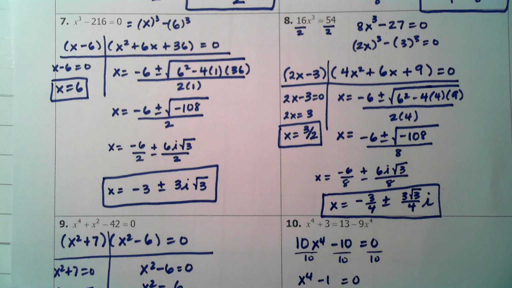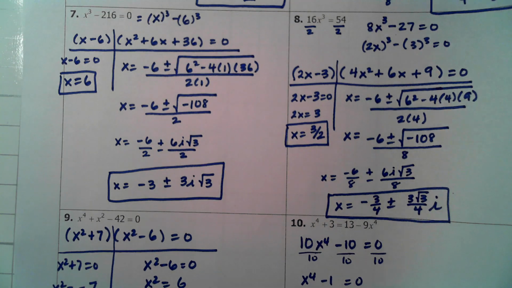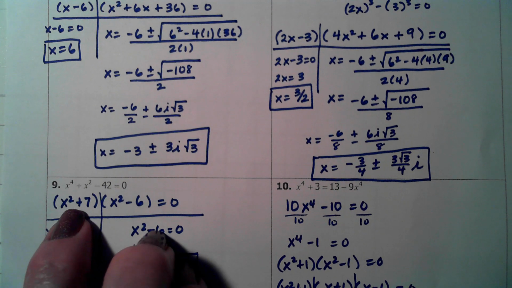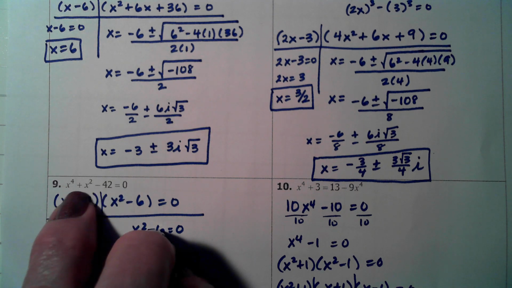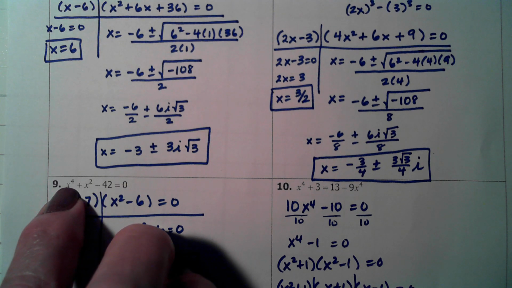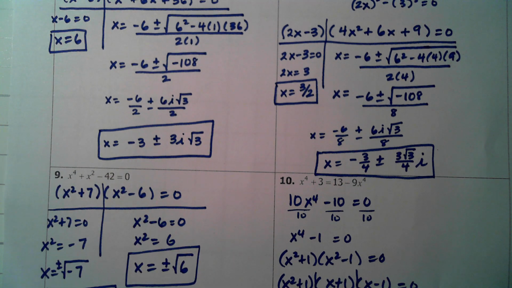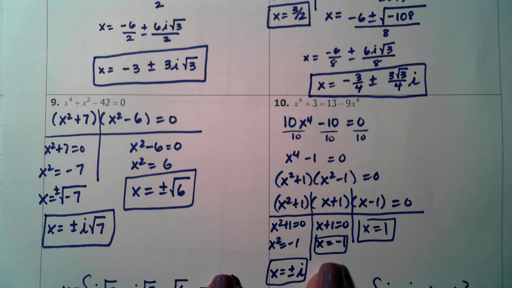For number 9, I see that as a quadratic, so I factored it like I did a quadratic. It's not really a quadratic, but it looks like it because this is the middle term squared, so we can factor it like we did with quadratics. We did grouping. And we have those solutions.